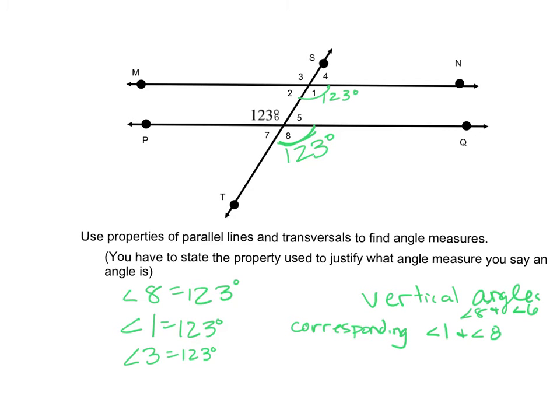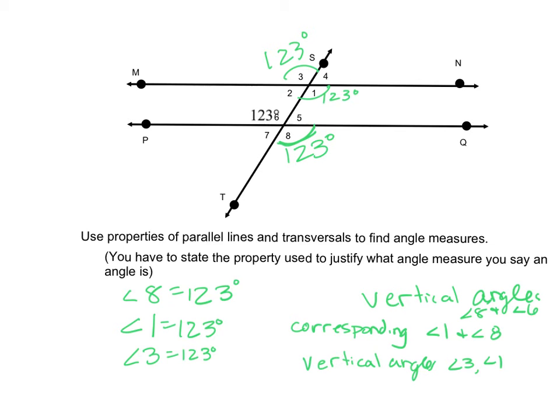I could say angle 3 is 123 degrees because it is corresponding with angle 6, but actually I saw it as vertical. And either way is fine. You could look at it a different way. What can't change is the angle measurements. All right, let's see here. I've got all those good.